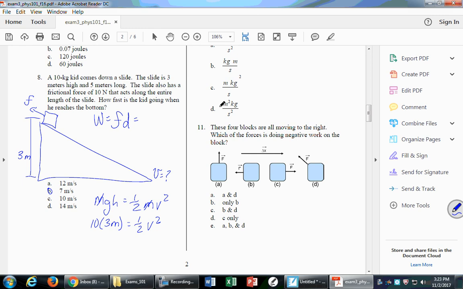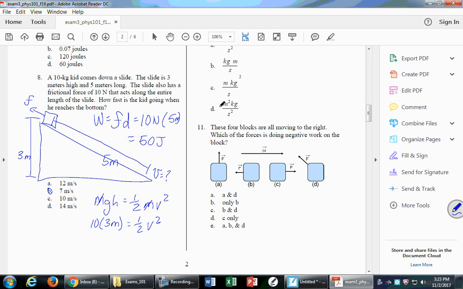But this is a 5 meter long slide. So for the entire 5 meters, that frictional force is acting, taking away energy from that kid, continually taking away energy and causing him to slow down. And the amount of energy that he takes away is 10 newtons times 5 meters. He takes away 50 joules of energy.